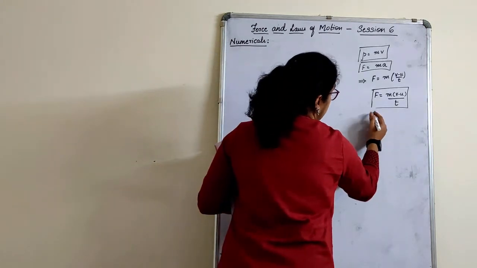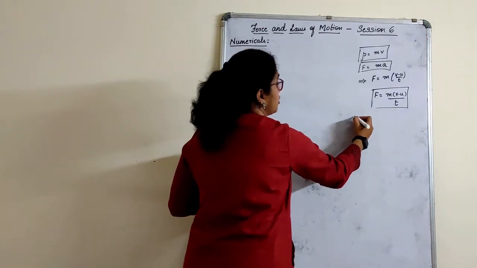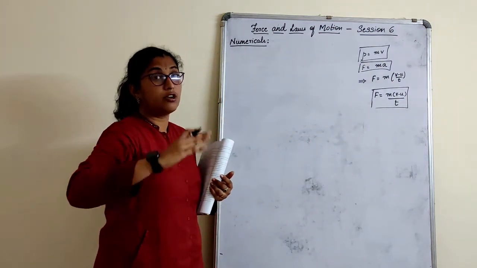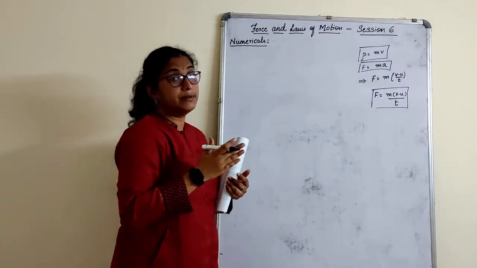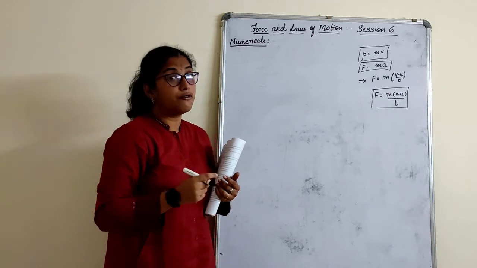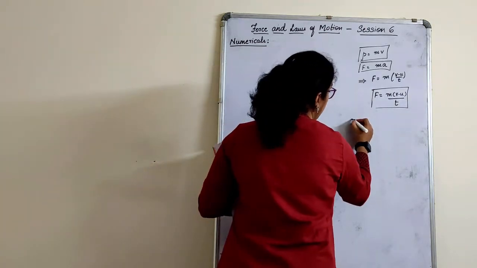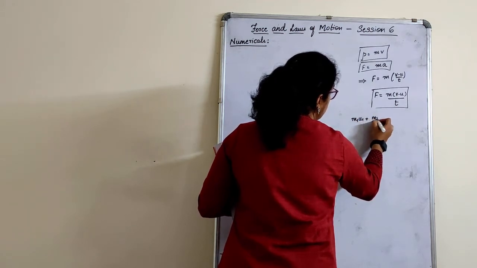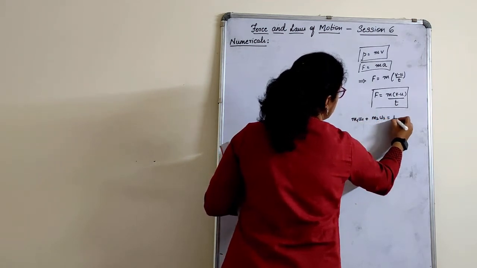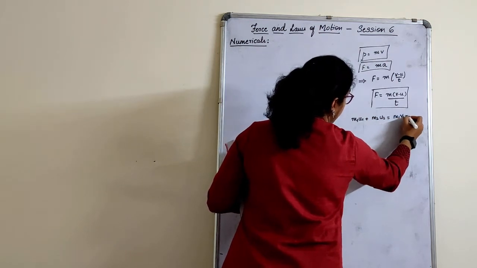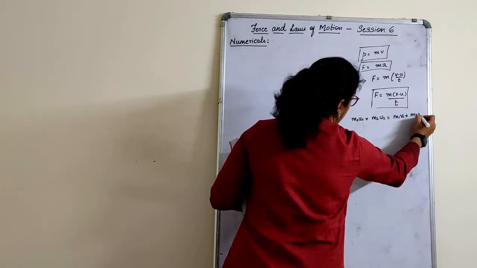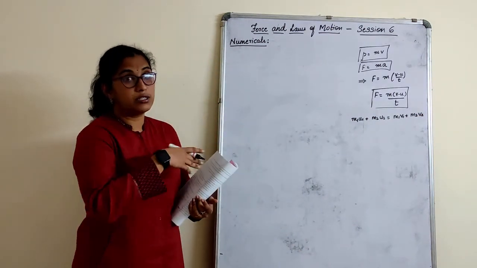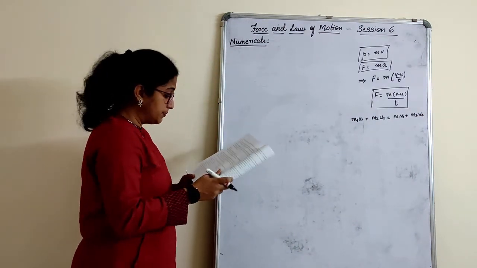When we talk about momentum, the total momentum before collision of an object is always equal to the total momentum after collision. That is the law of conservation of momentum. We can write that as m1 u1 plus m2 u2 is equal to m1 v1 plus m2 v2. These are the formulas we are going to use in the numericals of this chapter.